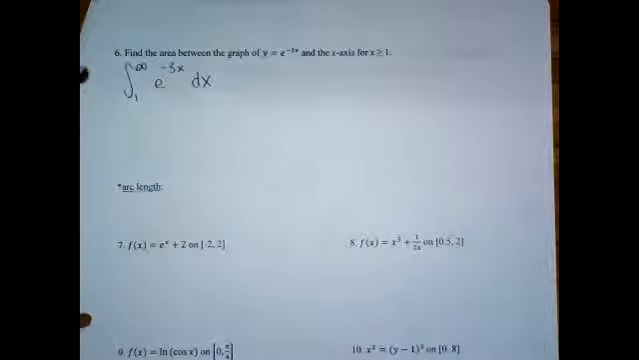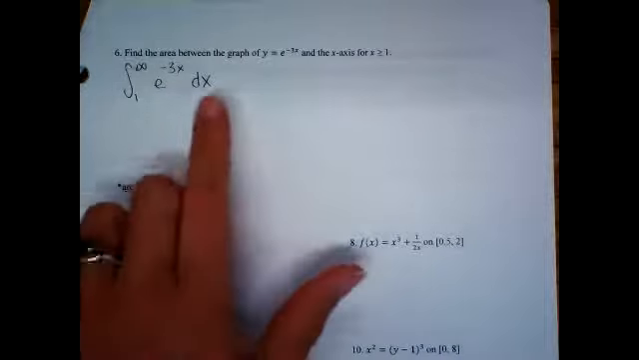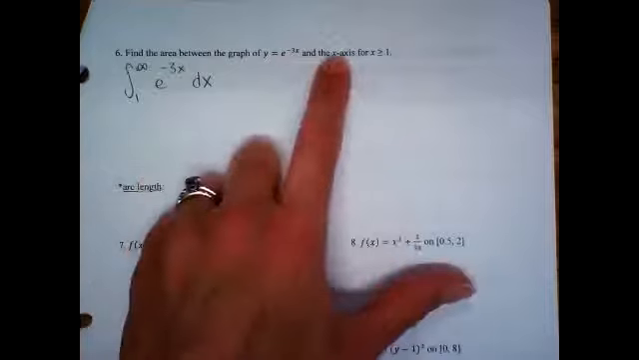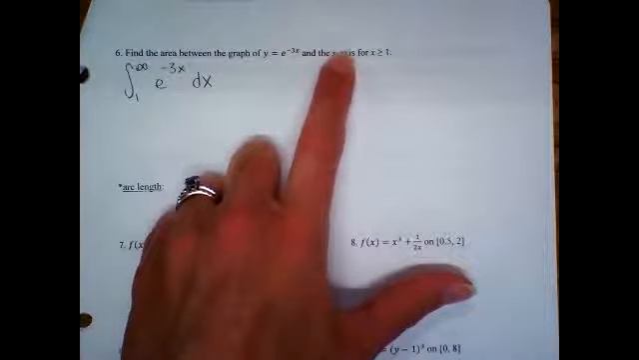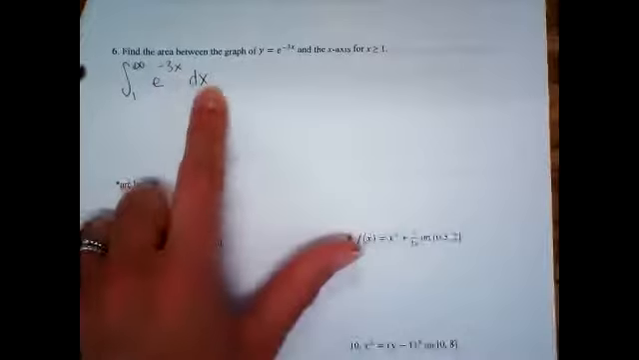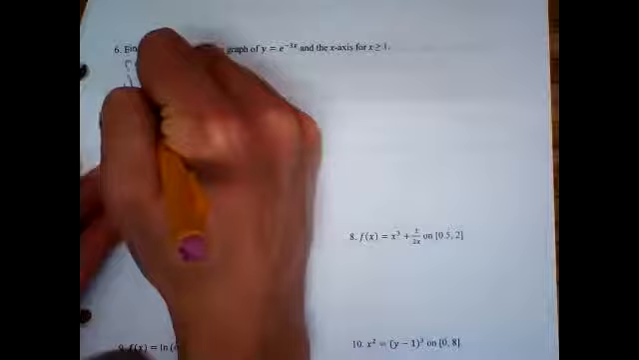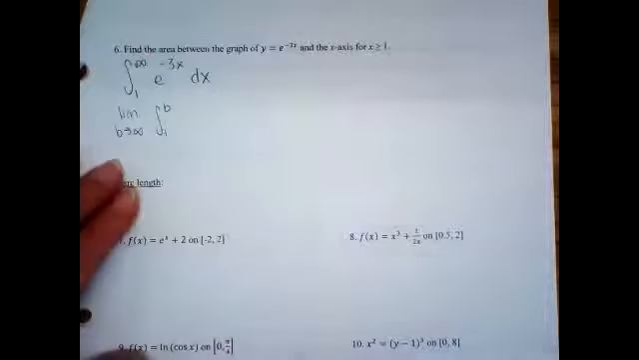Hey, Ms. Cole, why didn't we do upper graph minus lower graph like all the other ones? Because it said between that graph and the x-axis, which would just be 0. You could write -0 if you want, but it's not necessary, right? So this will be limit as b goes to infinity, integral from 1 to b.